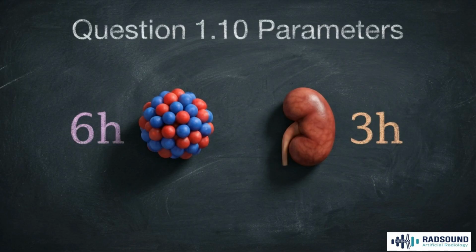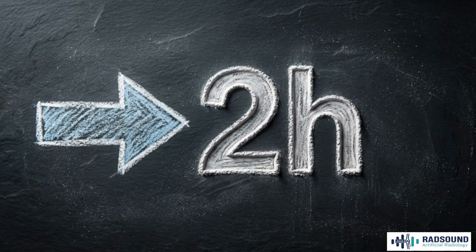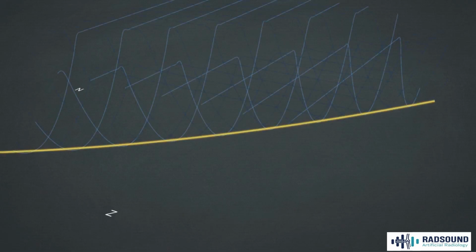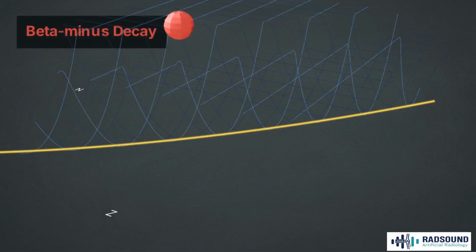Look at MCQ 1.10, a physical half-life of 6 hours and a biological half-life of 3 hours. 1/6 plus 1/3 equals 1/2. The effective half-life is 2 hours. How a nuclide decays depends on its position on the Segre chart. Unstable isotopes shed mass or charge to reach the central valley of stability.